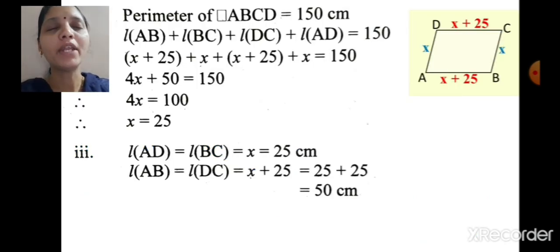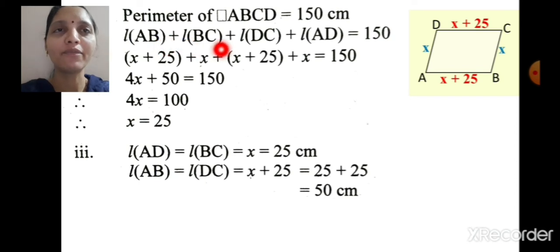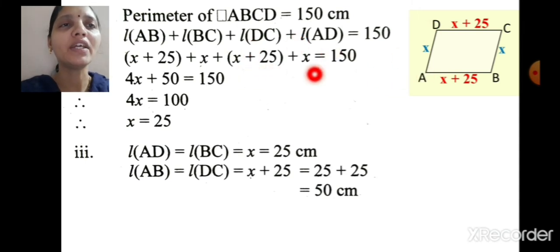Now let's see. Perimeter of the quadrilateral is equal to 150 centimeter. It is given to us. So what we will do? We will add all the sides of this quadrilateral. Length of AB plus length of BC plus length of DC plus length of AD is equal to 150. Now substitute the values here. Length of AB is x plus 25. Length of BC is x. Length of DC is again x plus 25. And length of AD is x, is equal to 150.